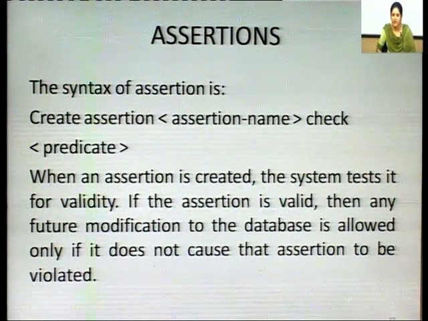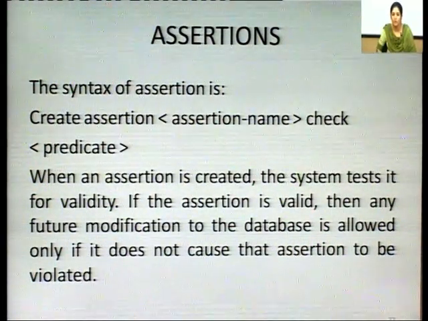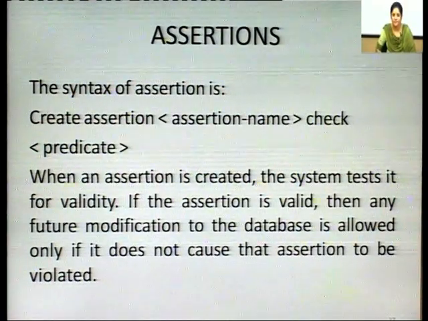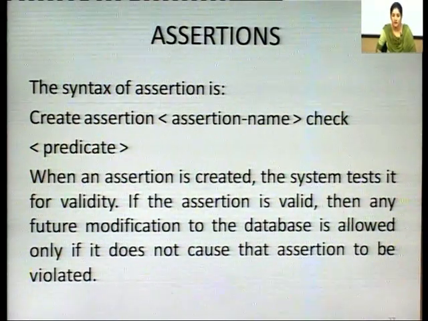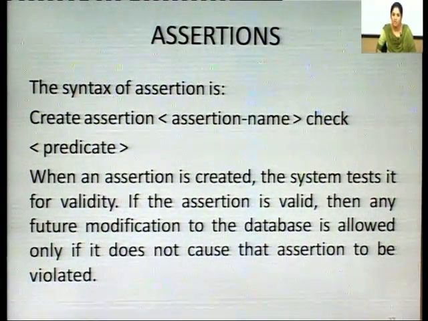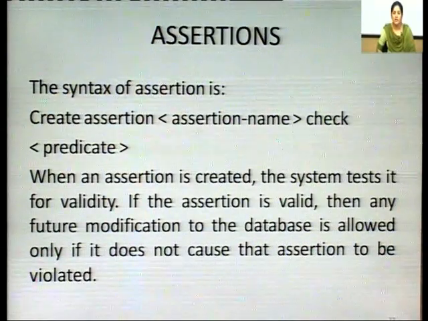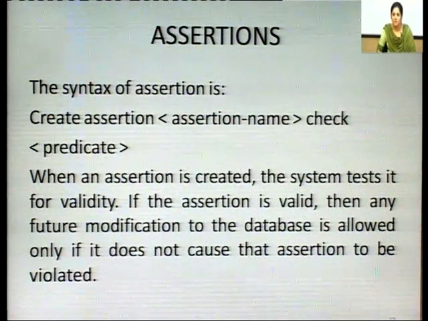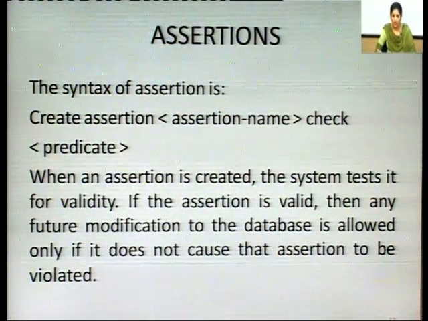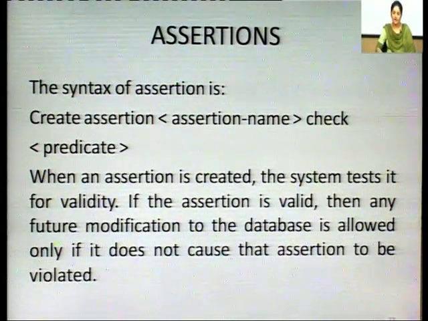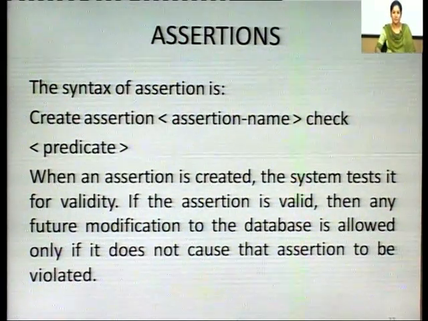If the assertion is valid, then any further modification to the database is allowed only if it does not cause that assertion to be violated. As I told you earlier, if a person does not possess a minimum balance of 15,000, then he will not be allowed to apply for any kind of loan. The same thing is written here. If the assertion is valid, only then is future modification to the database allowed, and only in the case that the assertion is not violated. The assertion is maintained by the database system.